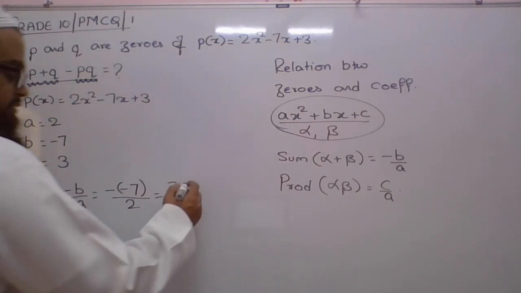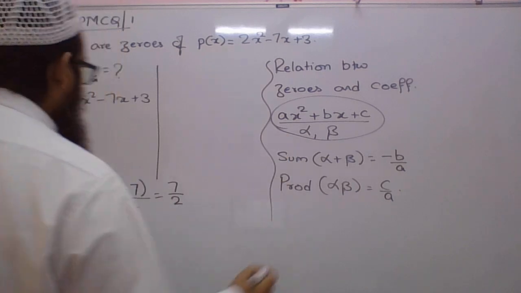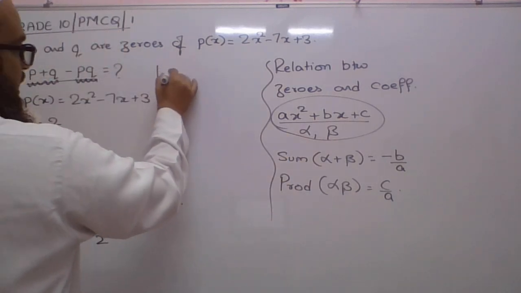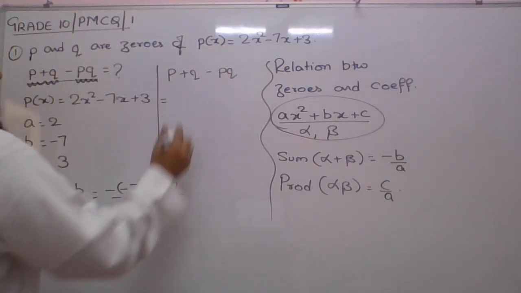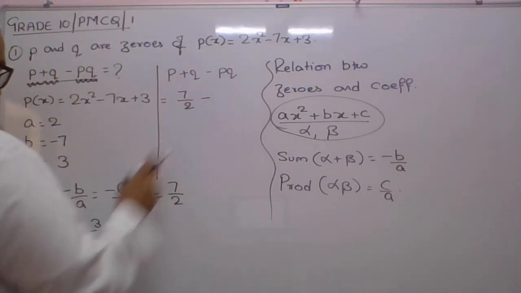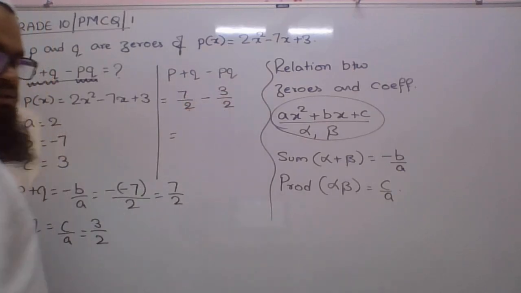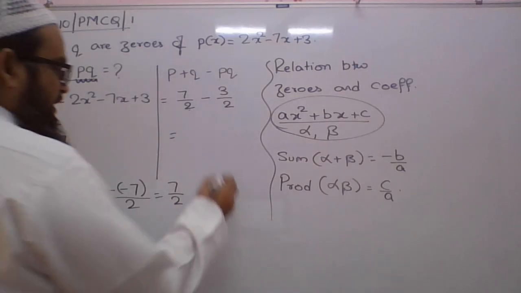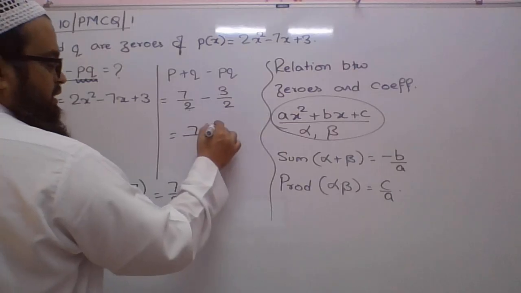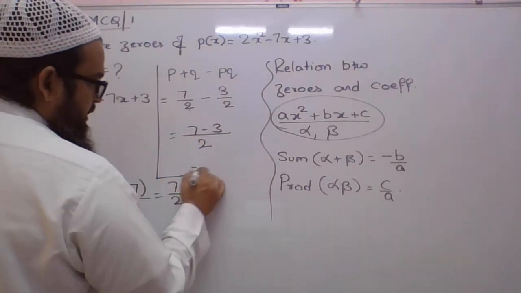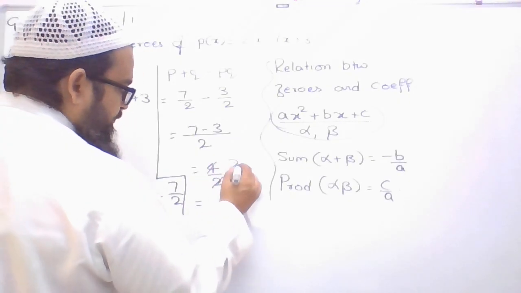Now what did he ask us? He asked us to find p plus q minus pq. That is equal to, what is p plus q? 7 by 2 minus, what is pq? 3 by 2. And what do you have here? You have the same denominators. That means they are like fractions. For like fractions, you can take the common denominator and subtract the numerators. 7 minus 3, so that equals 4 divided by 2, that is equal to 2. Two ones are 2, two twos are 4. That is the answer.